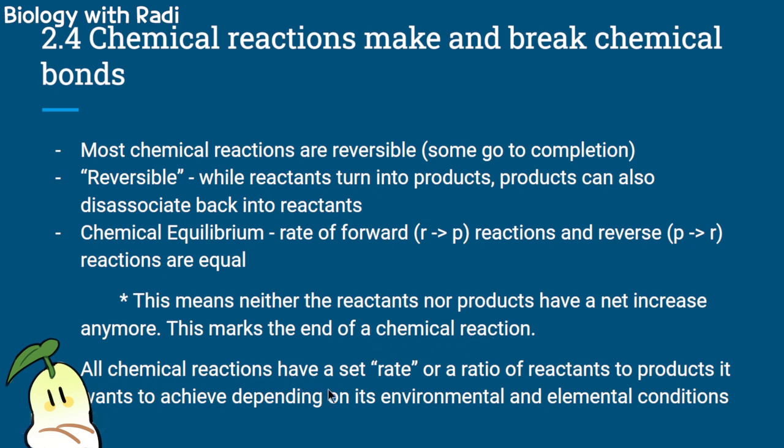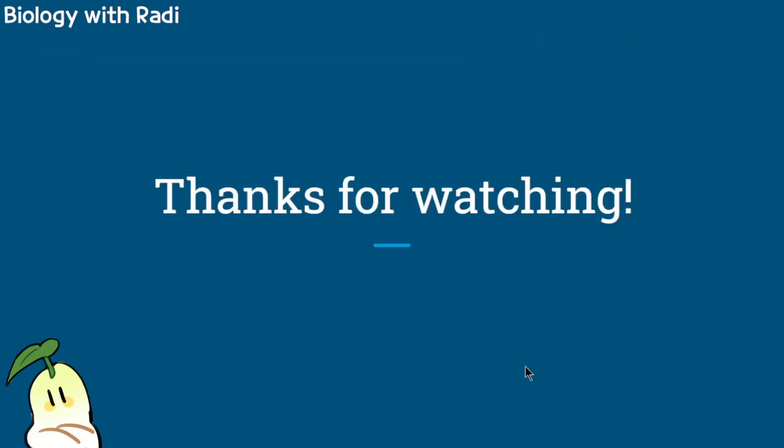And all chemical reactions have a set ratio of reactants to products they want to achieve, depending on their environmental and elemental conditions. I don't think this is important for the sake of AP Bio, but you'll learn about it in AP Chem. There's a lot of stuff like that.